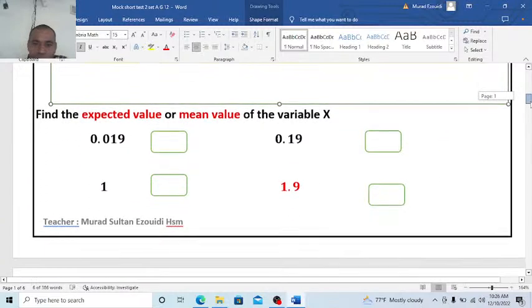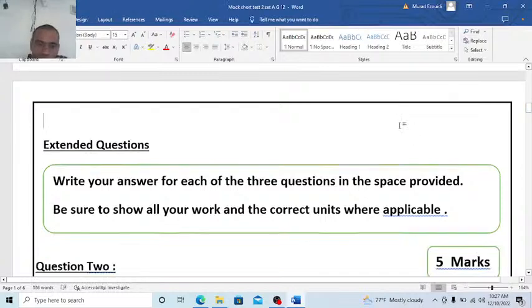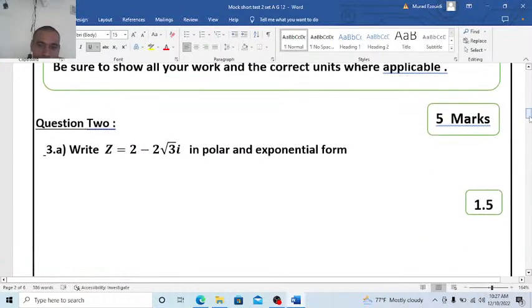Now if I look at the next one, question 2, we have what, learners? We have extended questions. Write your answer for each of the 3 questions in the space provided. Be sure that your working is shown and the correct units are used where applicable. Also, this question is out of 5 marks. Question 2, 5 marks.